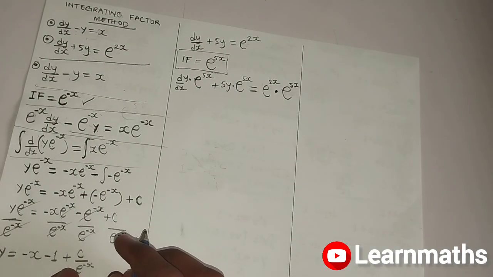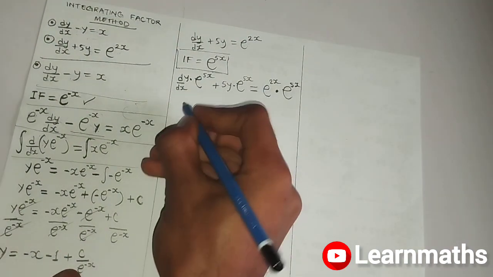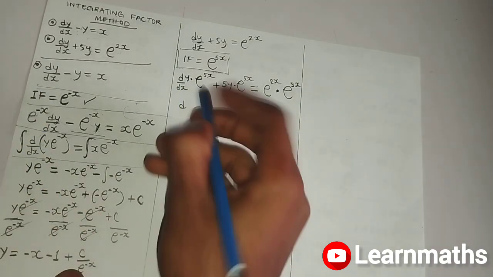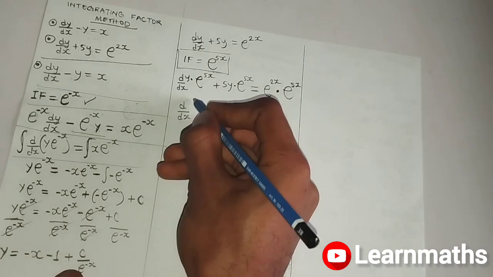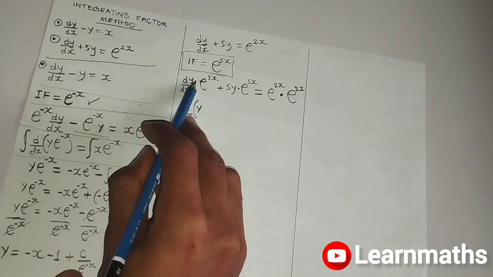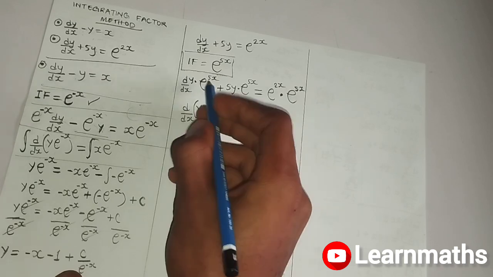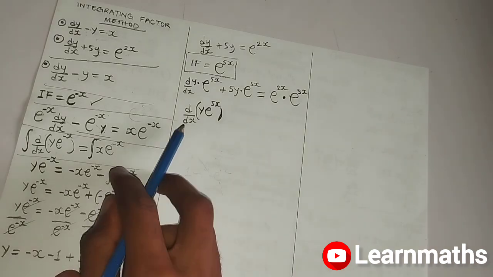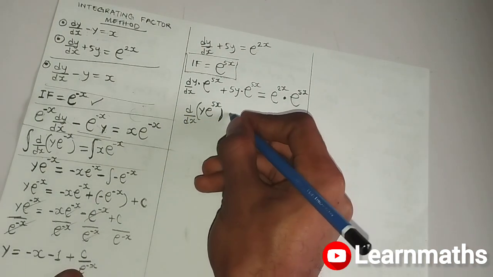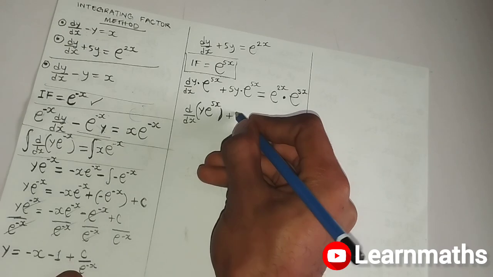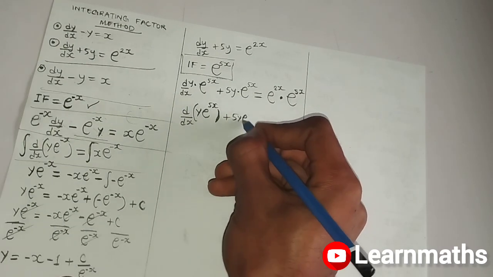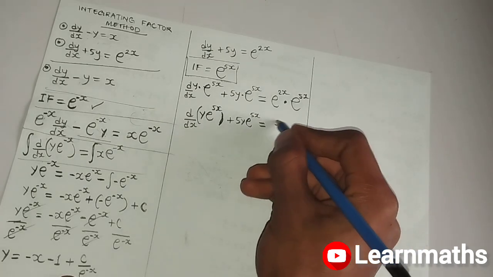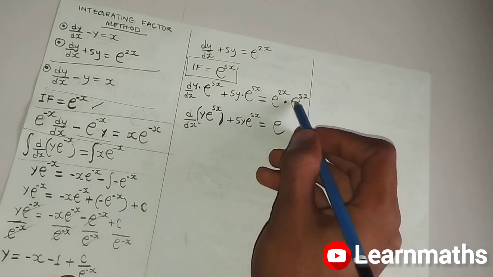So what do we get? Now this is the differential. We've done this before, right? This is the differential of y and the integrating factor. Then this, which we are actually not going to work with, this is 5y times the integrating factor, equal to e exponent of 2x times e exponent of 5x.